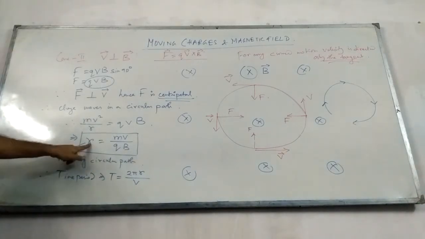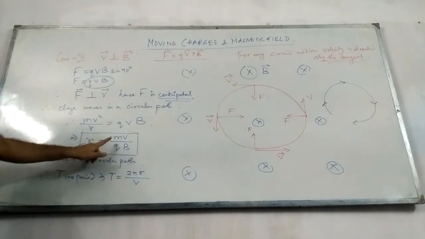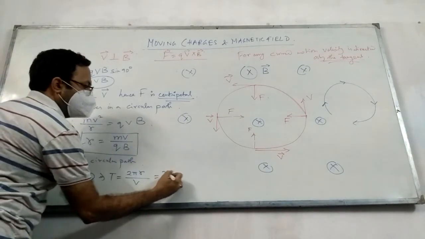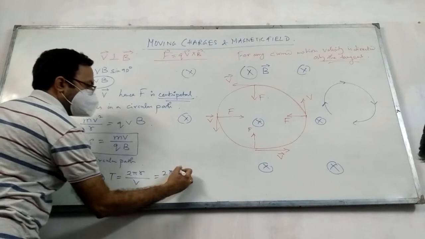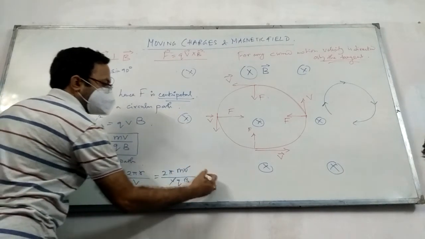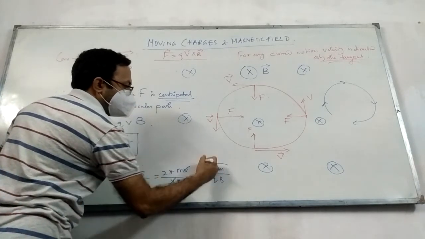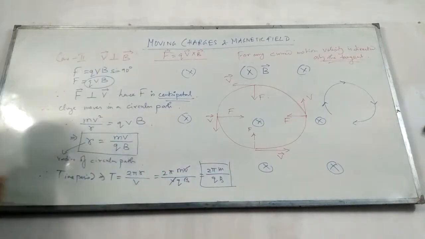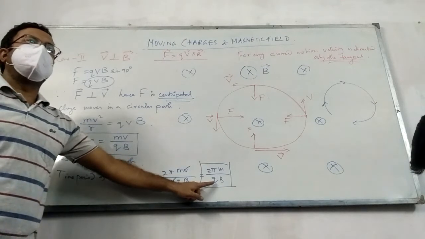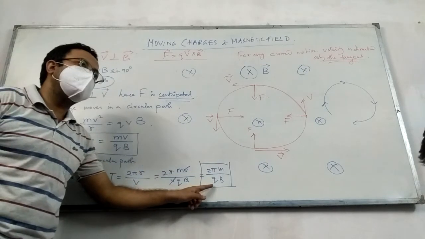Now tell me, what is r? It is mv by qB. So if I replace this back over here, what do I get? 2 pi m by q. 2 pi r, if I put mv by qB, v and v cancel off. Well, now look at this very carefully. See the expression for time period. It is 2 pi m by qB.